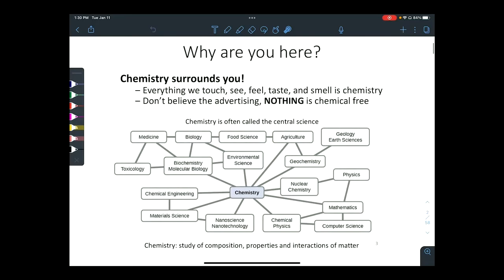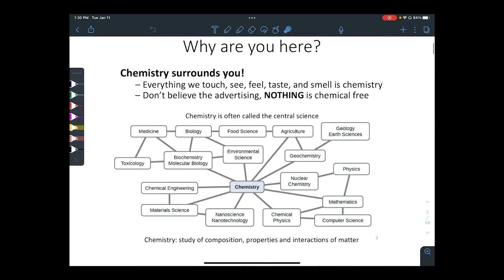All right, so let's think about why we are here. Okay, so chemistry, I love chemistry. If you haven't noticed, I love chemistry because it helps us answer a lot of the genuine questions I have about the world around me. Chemistry is all around us, and it's really vital to a lot of different degrees and fields of study within the sciences.